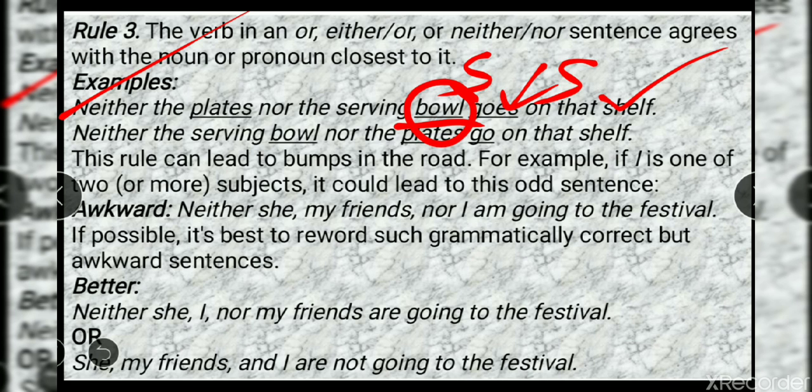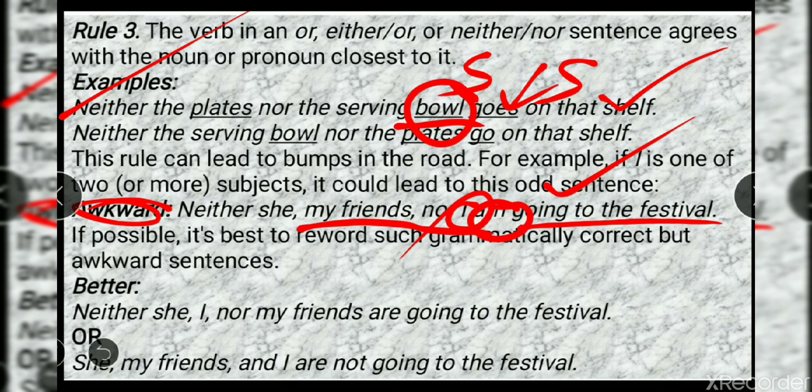Alright. This rule can lead to bumps in the road. For example, if I is one of two or more subjects, it could lead to an odd sentence. Sometimes some awkward things also happen while dealing with this rule, like see here: Neither she, my friends, nor I am going to the festival. I have used am because of the nearest subject I.